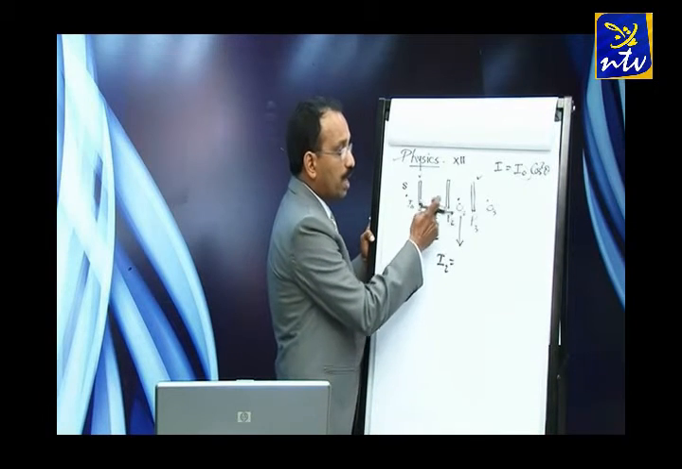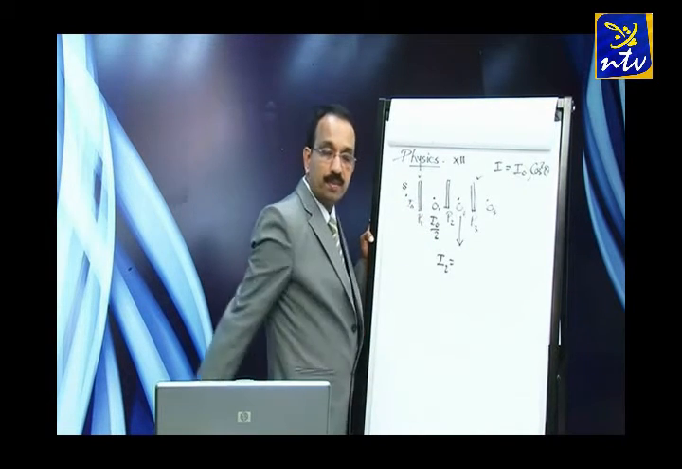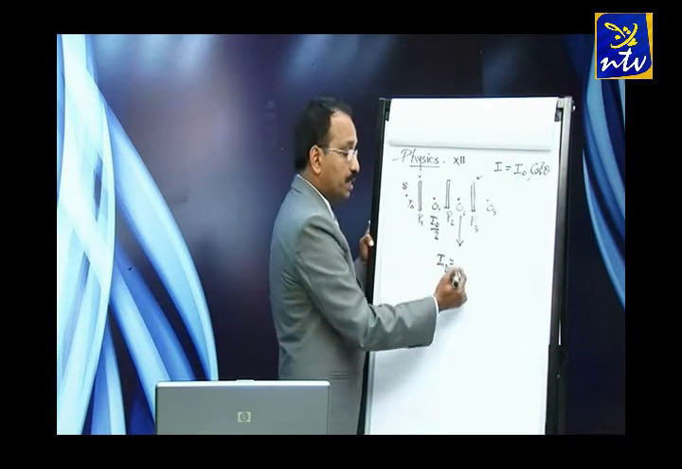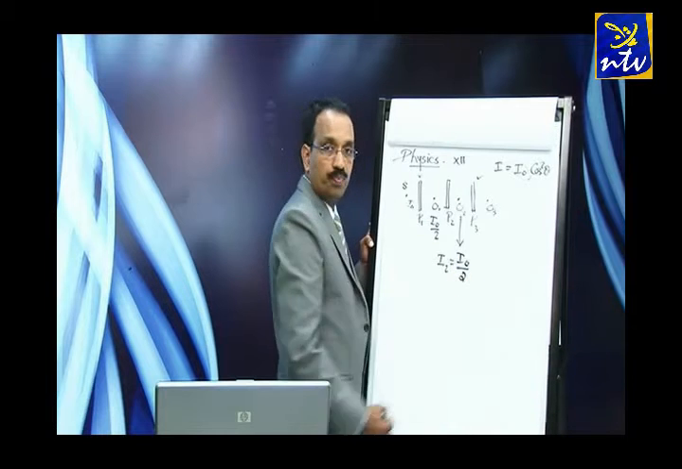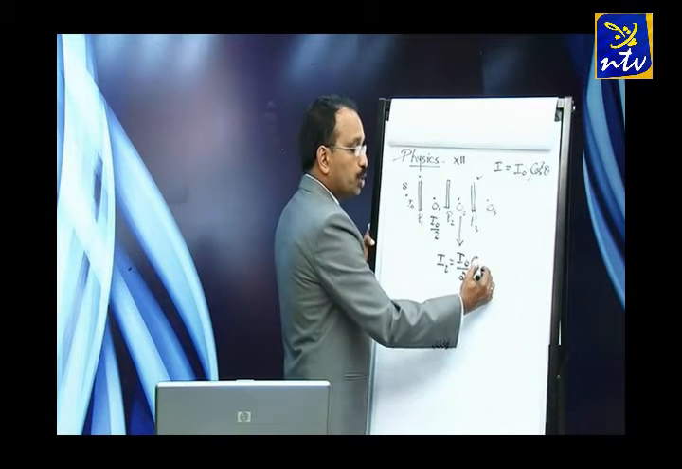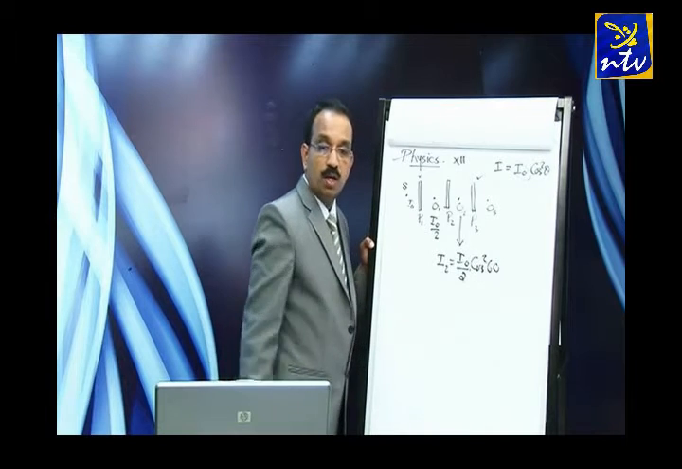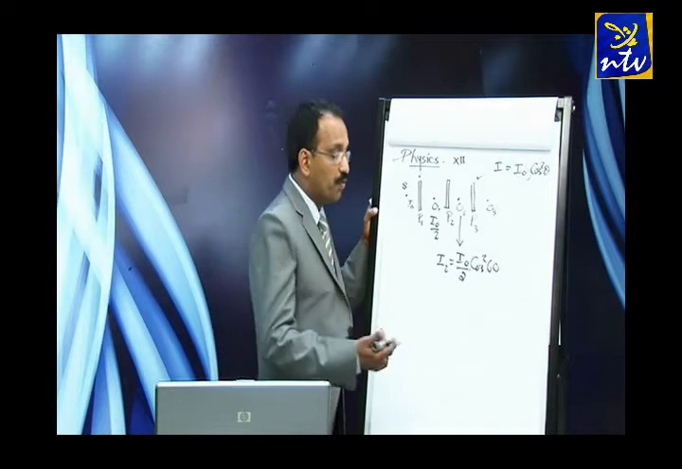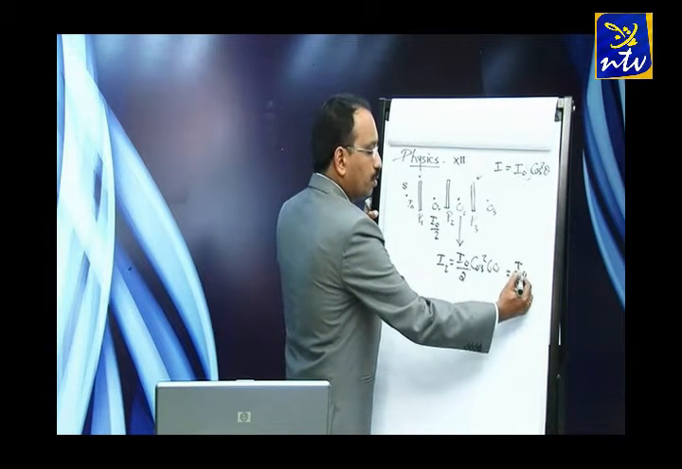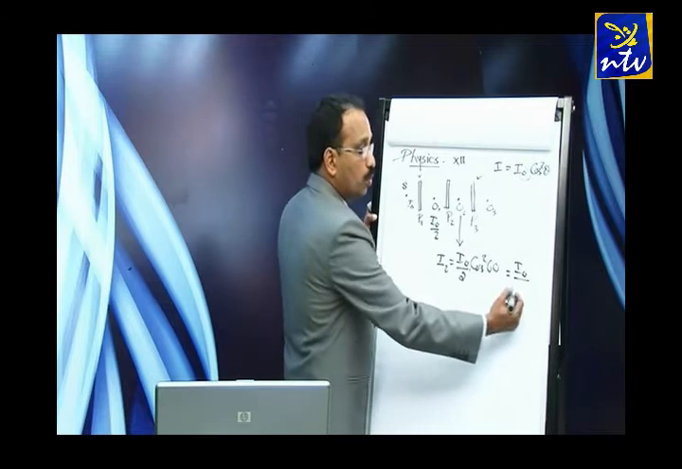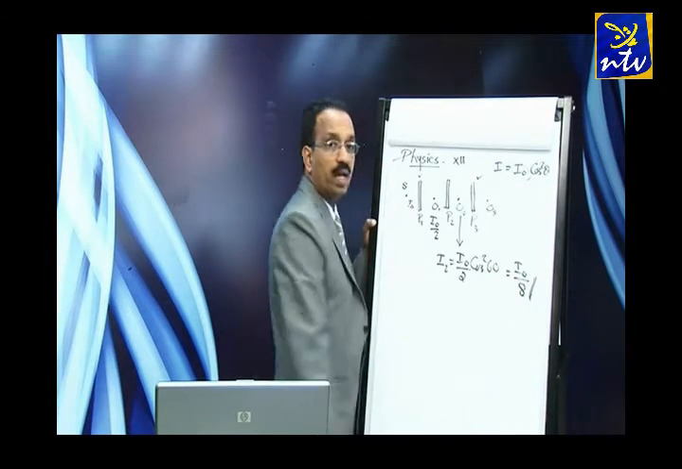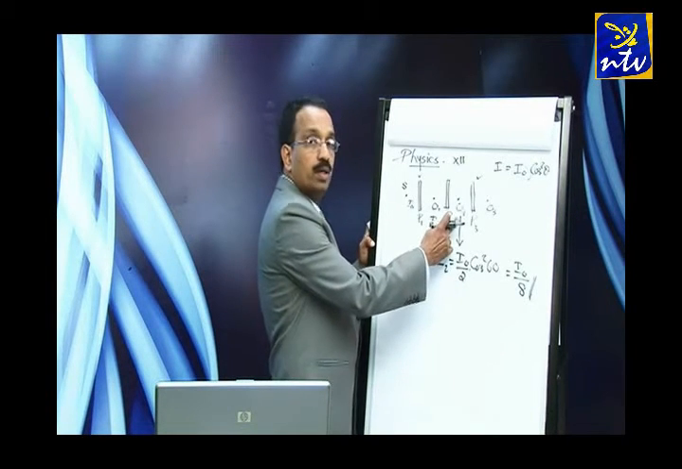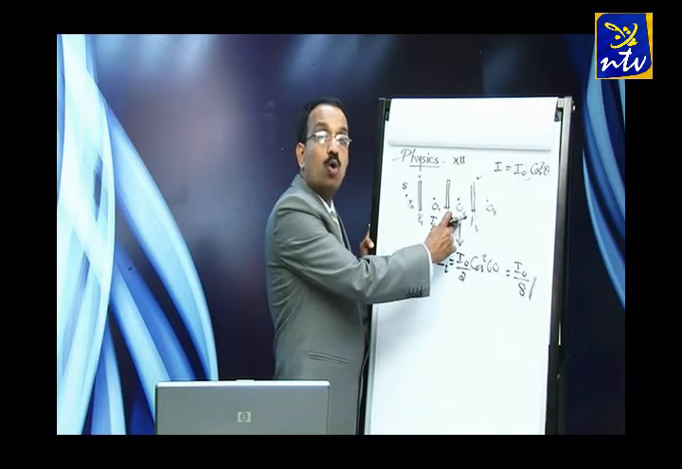How much is I2? That is the intensity of the light as far as the second observer is concerned. For that we should look at the angle between these two Polaroids. Between these two the angle is 60 degree and the intensity of incident light is I0 by 2. So I0 by 2 into cos squared 60. You know cos 60 is 1 by 2, half. So cos squared 60 is 1 by 4. So the answer is I0 by, 1 by 4 into 2, so 8. So I0 by 8 is the intensity of the light as observed by the observer O2.